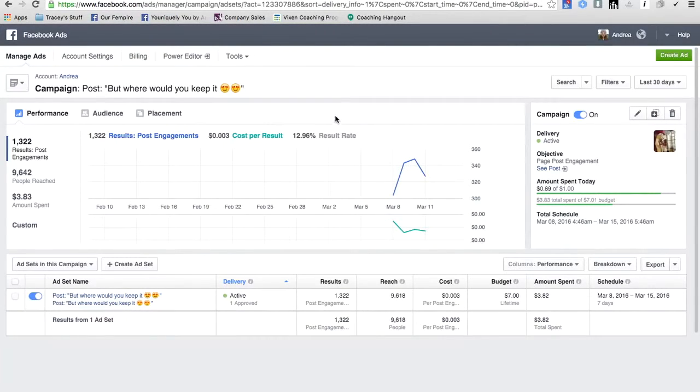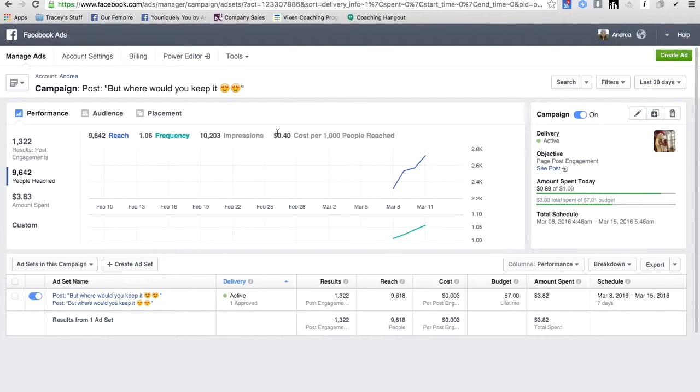And this result rate, this 12.96%, means that 12% of everybody that actually was exposed to my ad ended up interacting with it. So the higher the result rate, the better your ad is performing. So approximately 12% out of 9,642 people.